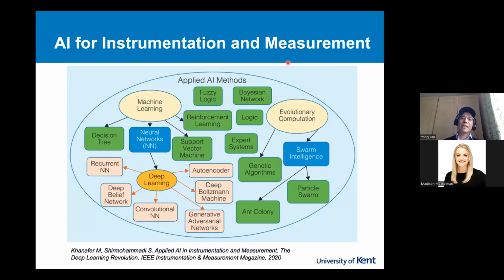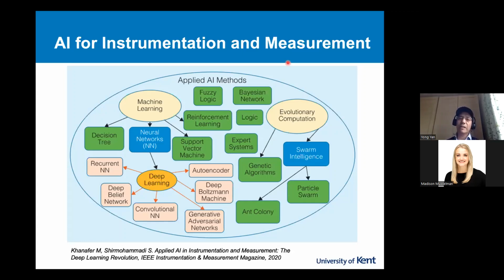Artificial intelligence has impact in many areas of our life and work. We do research and development in instrumentation and measurement, and artificial intelligence obviously has impact in this area as well. There was a review article published two years ago in IEEE Instrumentation and Measurement Magazine. I extracted this image, as you can see. They call it applied AI methods, which are used across instrumentation and measurement in a diverse range of applications. As you can see, people use different terms, but they mean more or less the same thing: various machine learning, deep learning, or evolutionary computation. There are a lot of terms here. They are related one way or another. It is how AI is applied in instrumentation and measurement.